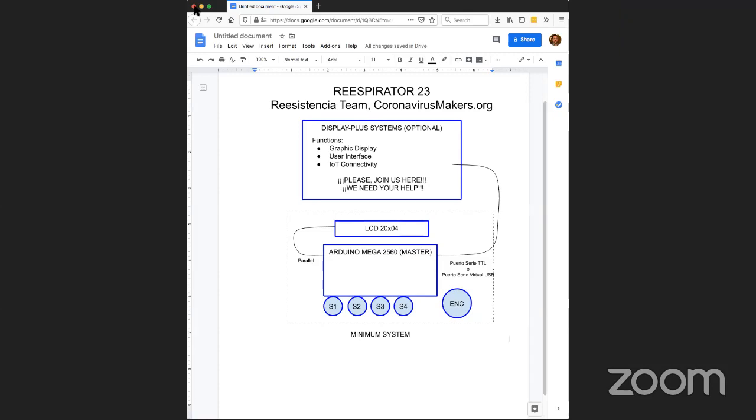There is also this question from Robert that says, is Resistencia the same as Coronavirus Makers? Well, Coronavirus Makers is a large community. There are like 16,000 people right now. And Resistencia is one of the teams that just started working on this project, the respirator. But there are also other teams working on other features or other models. But so far, Resistencia is the one that has gone through the clinical trials and all the stuff. So that's right.